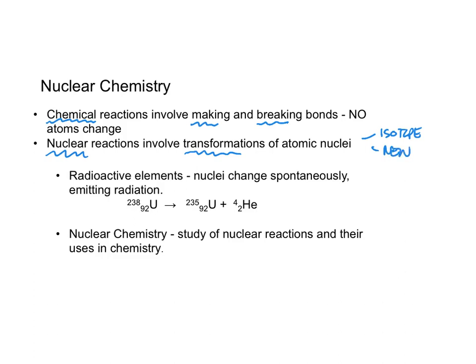So if someone says an element is radioactive, many of you already know that uranium is radioactive. It is something where the nuclei will spontaneously change, and it goes from a 238 to a 235, and it also emits radiation. So the field of nuclear chemistry, what it does is it looks at nuclear reactions.